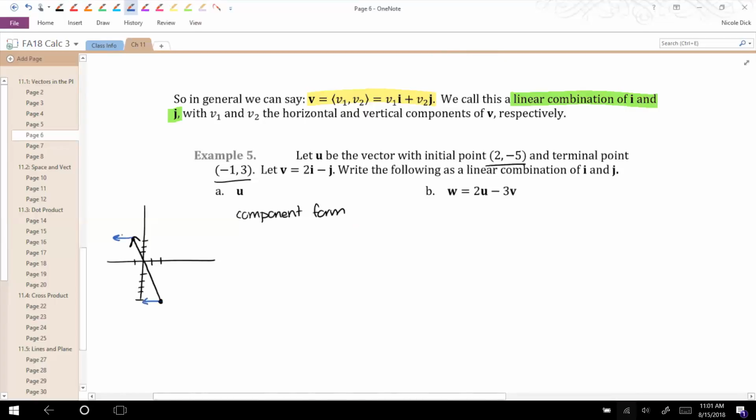So this is going to have to move 2. And then we're going to try to move it up enough units to get to the origin. So that's going to move up also. So terminal minus initial is what it comes down to. So we're going to have -1 minus 2, and then 3 minus -5. So that is -3, 8. And there is the component form of vector u.